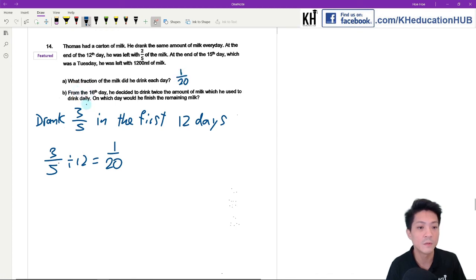Then from the 16th day onwards, he decided to drink twice the amount of milk which he used to drink daily. On which day would he finish the remaining milk? I will need to find on the 15th day what fraction of the milk he drank and what's left. From 12 to 13, 14, 15, it's 3 days, right? So first I'm going to use 1/20 times 3, which is 3 out of 20.